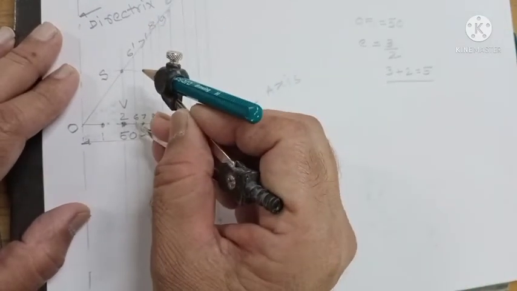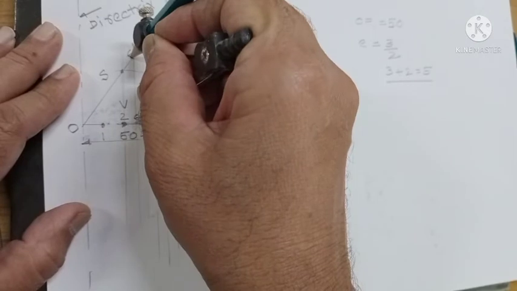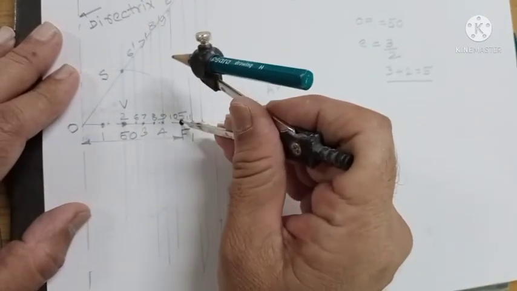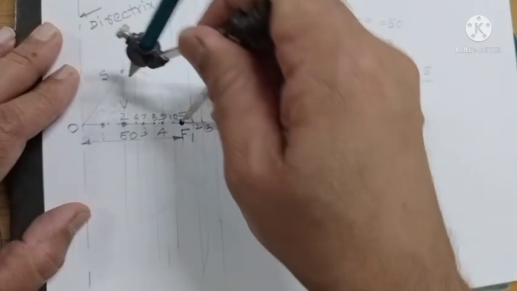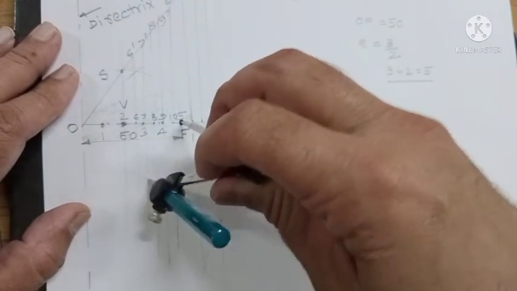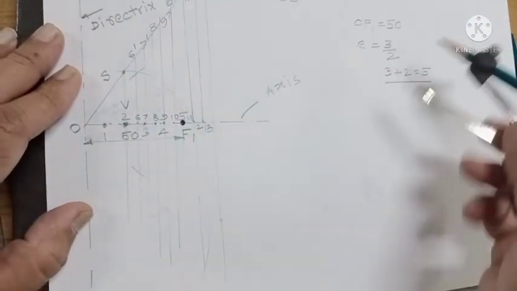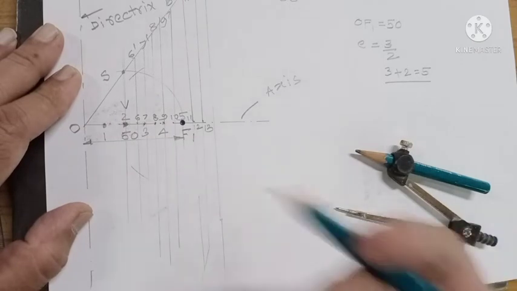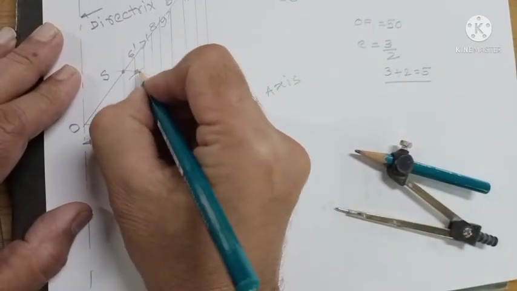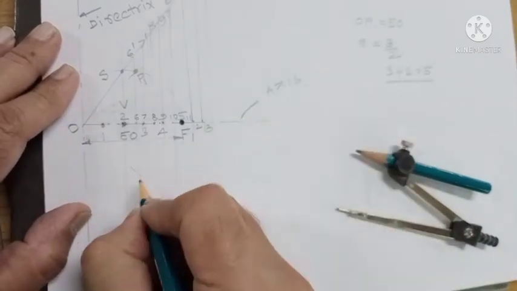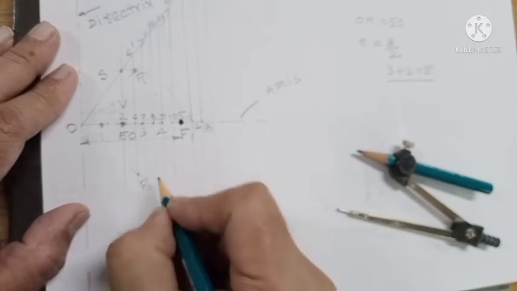From this F point, you take 6 to 6 and cut the same 6 to 6 from F. Same line, upside and downside. This is upside, this is downside. So this point I am marking as P1, and the bottom side I am marking as P1 dash.